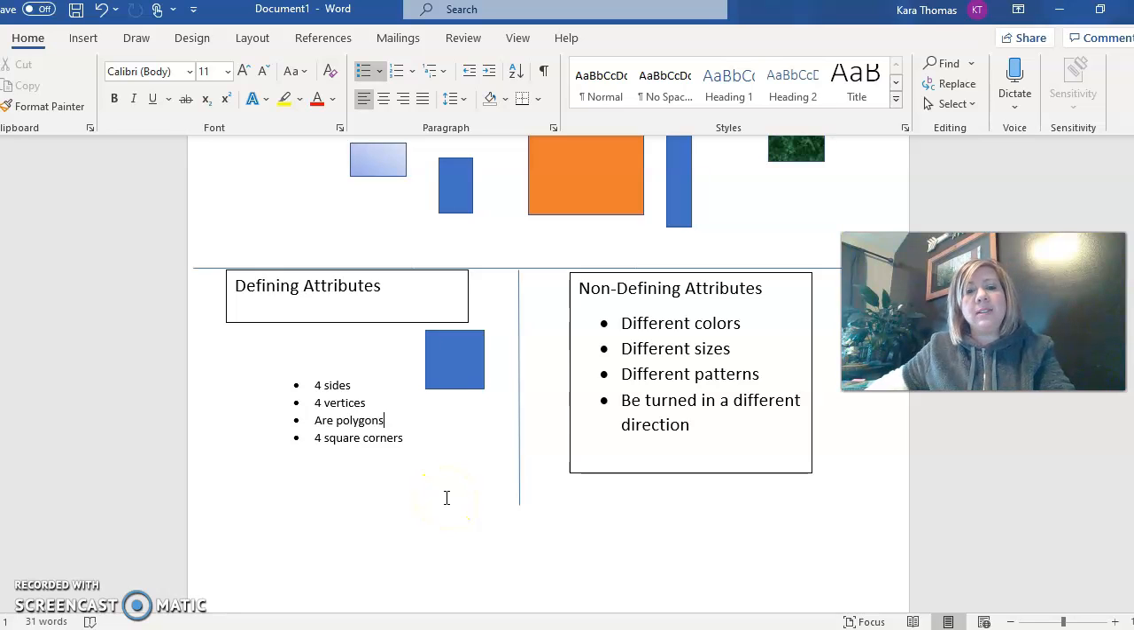Is the square a polygon? Remember, a polygon is a closed, flat shape with 3 or more straight sides only meeting at their vertices. We know these are vertices. Yes, it's a polygon. And does the square have 4 square corners? So, first grade, if you answered yes, a square can be a rectangle, you were correct.